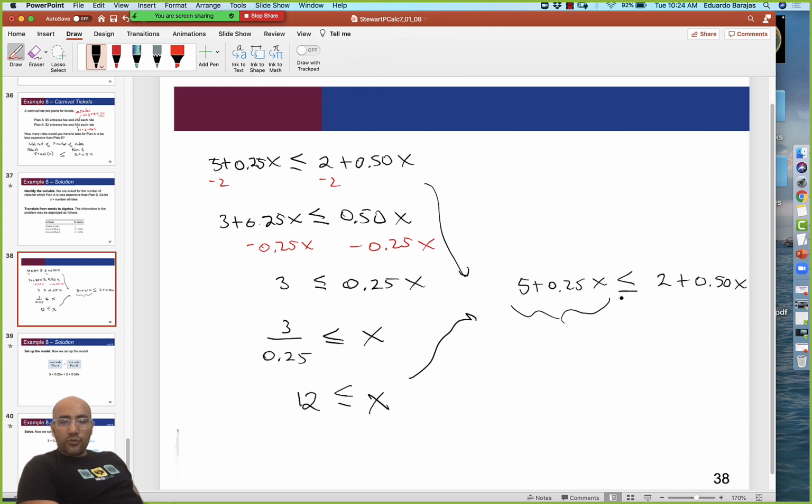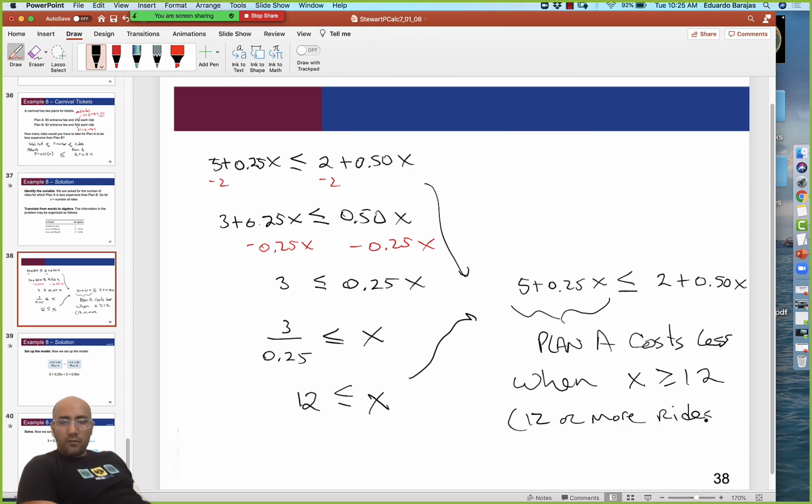This inequality is true when this is true. So Plan A costs less when X is greater than or equal to 12. More than 12 rides. 12 or more rides. If you're going to do less than 12 rides, then this is still cheaper.